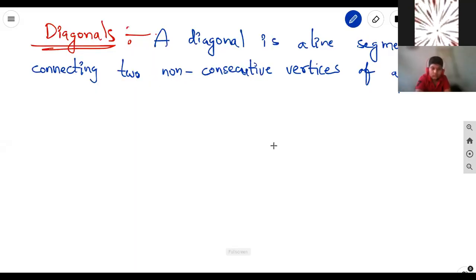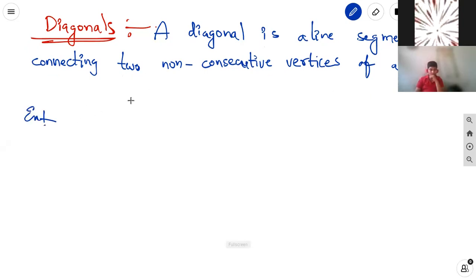Next definition. Diagonals. A diagonal is a line segment connecting two non-consecutive vertices of a polygon. Here diagonals means, for example, suppose we take a triangle. Triangle means these two are side by side. Consecutive means one after other. Side by side we cannot draw the diagonals. In the triangle, we can't draw diagonals.